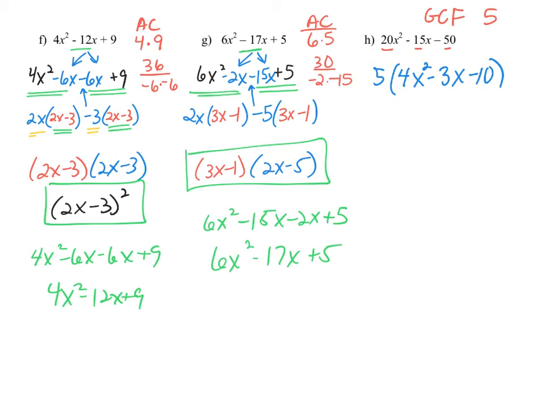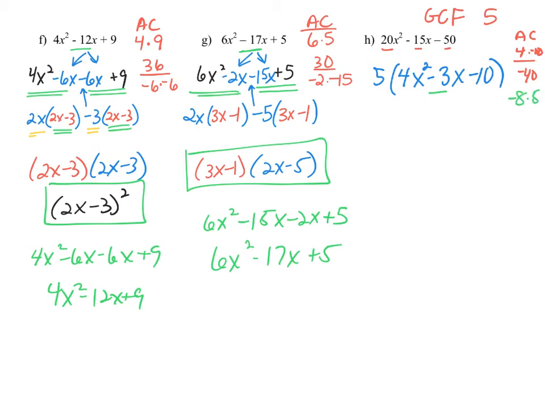So for the AC of the trinomial in the parentheses, 4x squared minus 3x minus 10, A is equal to 4 and C is equal to negative 10. The product of 4 and negative 10 is negative 40. When we list the pairs of factors, we want to find a pair of factors that will add up to that middle term of negative 3. That pair of factors is negative 8 and positive 5.